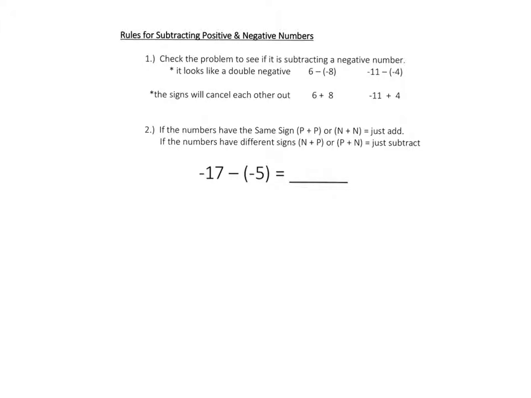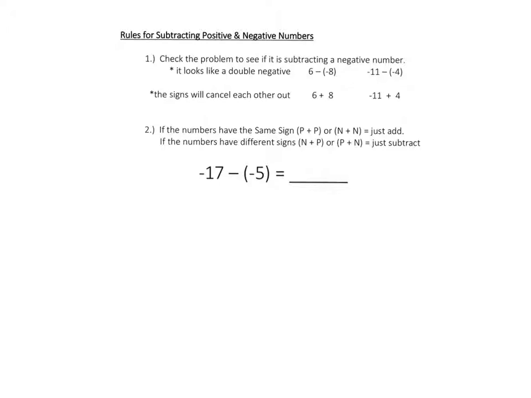Here we have our first example of subtracting positive and negative numbers. We have negative 17 minus negative 5. So the first thing we do is we look to see if there is a double negative. If you look right here, you can see that there is a double negative, minus negative 5. So what we have to do is change it into a positive.